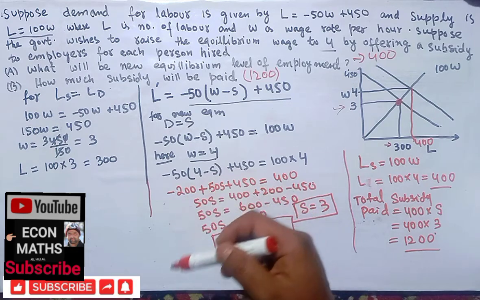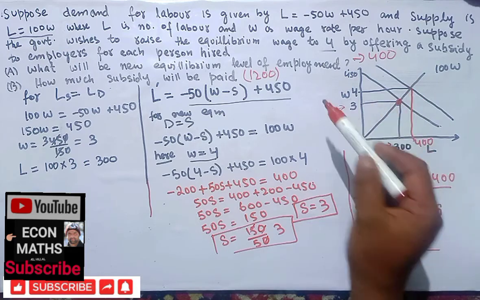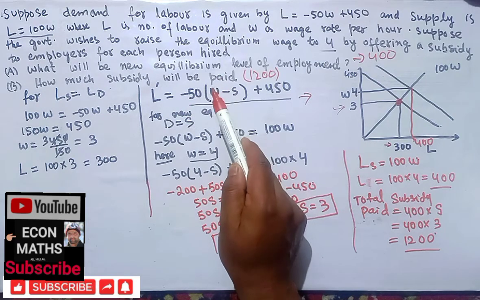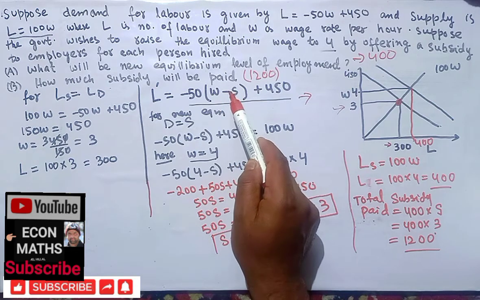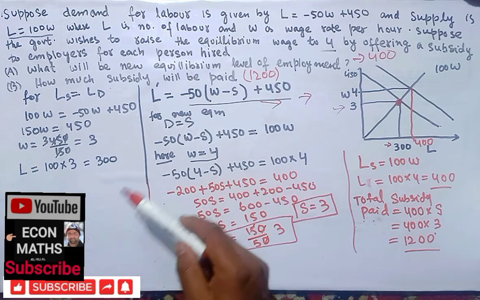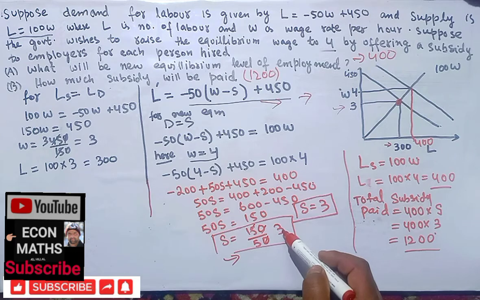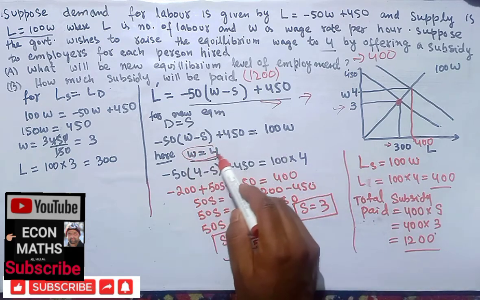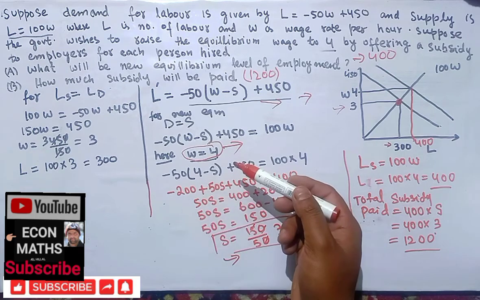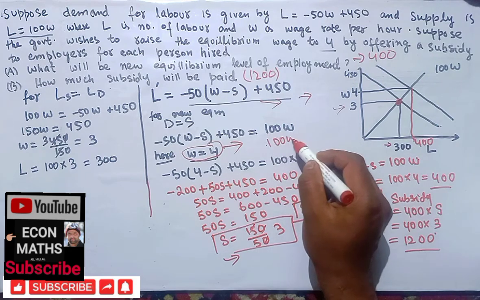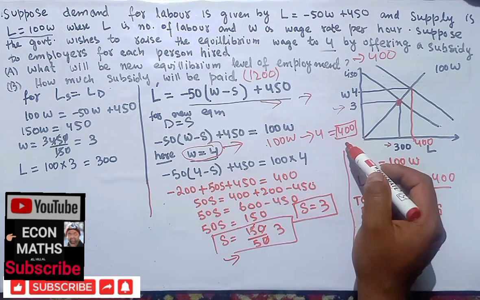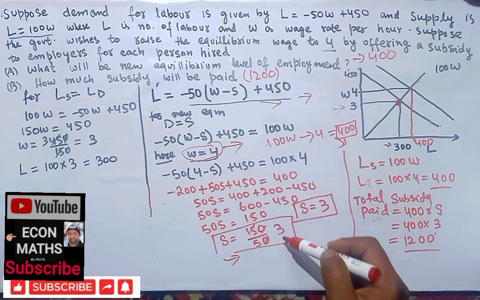After that, since the government is offering a subsidy to the employers, our new demand function would look like this: L dash is equal to minus 50 times the wage rate, and to this we subtract the amount of subsidy given by the government, plus 450. After that we equate this new demand function with our supply function, and when solving we got S is equal to 3. Also, since the wage rate was 4, the new wage rate which the government wishes to have, the number of laborers employed would be simply 100 times W, and in place of W we have 4, so 100 into 4 is equal to 400. And the amount of subsidy is simply the number of laborers employed times the subsidy, which was 400 into 3, which is equal to 1200.